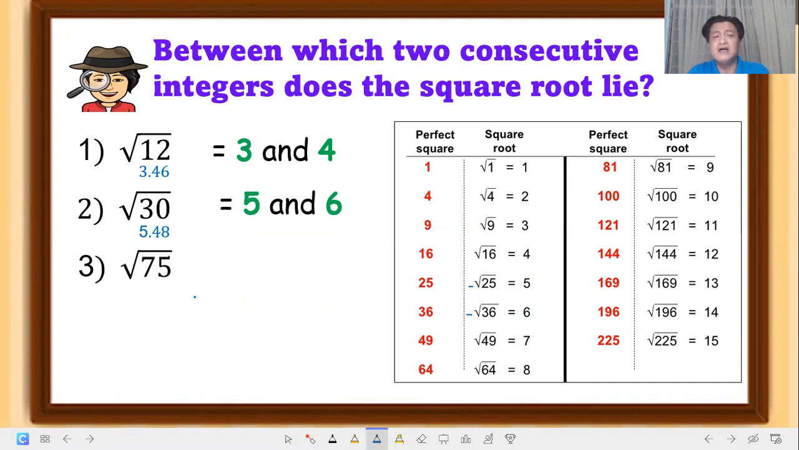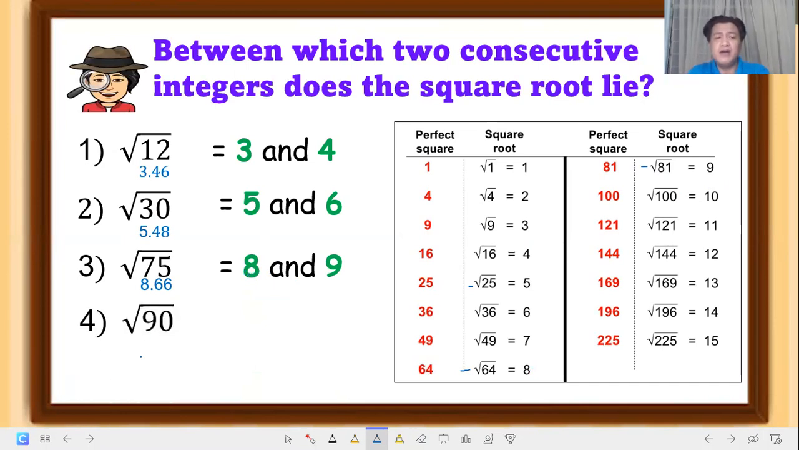And what about this? Square root of 75. So meaning to say, tignan natin sa ating table. So we have identified this is square root of 75. Ibig sabihin yan, nandito siya sa pagitan ng square root of 64 tsaka square root of 81. Ano yung magkasunod na yon? That is 8 tsaka 9. Kaya that is the answer. Kapag kinonvert natin square root of 75, that is 8.66. So kaya nandito siya sa pagitan na yan na integers.